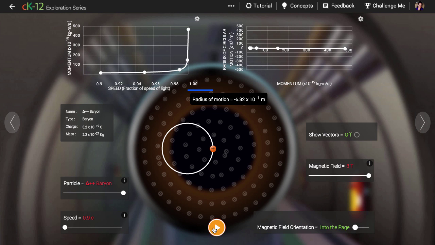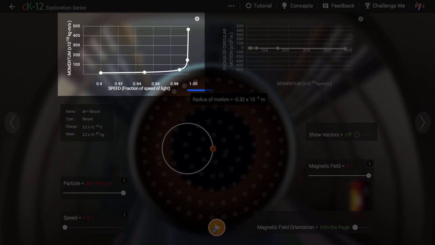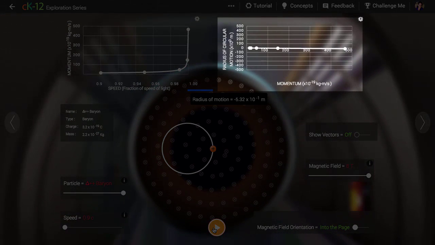Since the momentum of a particle is easier to calculate at low speeds than high speeds, we provided a graph at top left of momentum versus speed for the particle you have selected. Keep a close eye on the units on the vertical axis. The values change so radically by particle type and speed that you need to watch the scientific notation to make sure you're really getting the data. The graph at right shows the radius of motion as a function of momentum. Again, keep an eye on the units on the axes, as these will vary enormously by particle type and momentum.